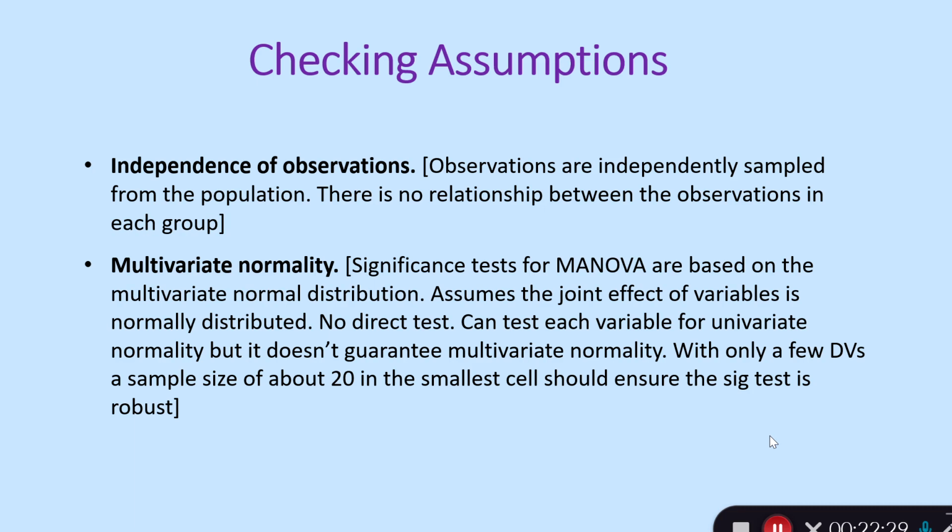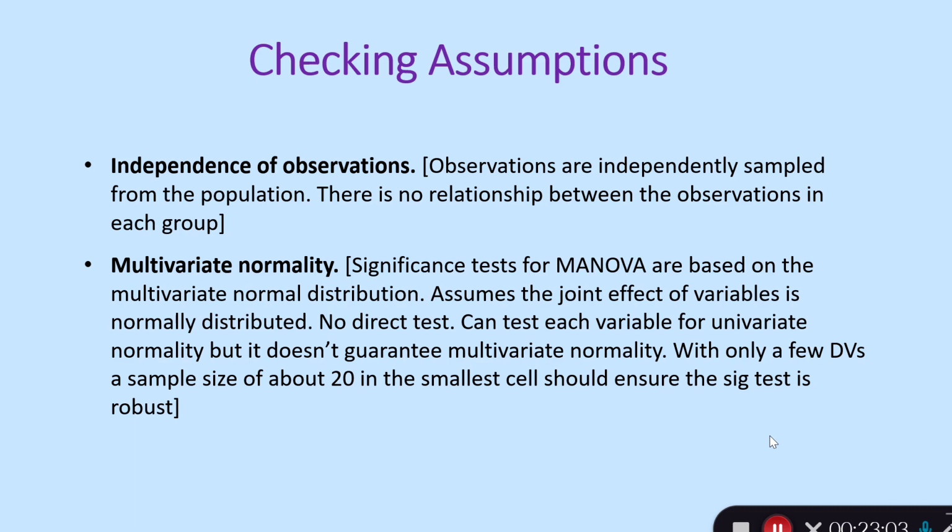The second one is multivariate normality. Significance tests for MANOVA are based on what's known as the multivariate normal distribution. This assumes that the sampling distribution of means in each cell of all linear combinations of the DVs are normally distributed.